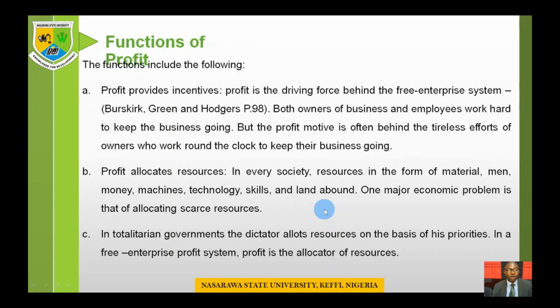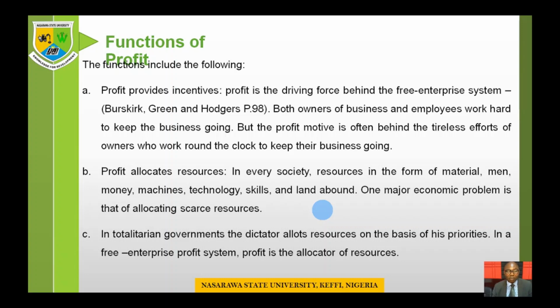Then we'll quickly look also at the functions of profit. What does profit stand for? Functions of profit. The following are the functions. 1 or A, profit provides incentives. Profit is the driving force behind the free enterprise system.